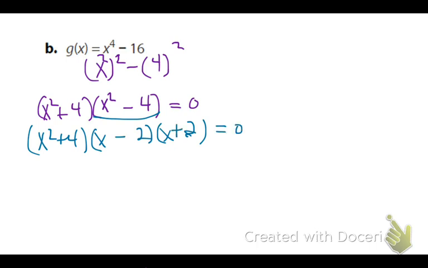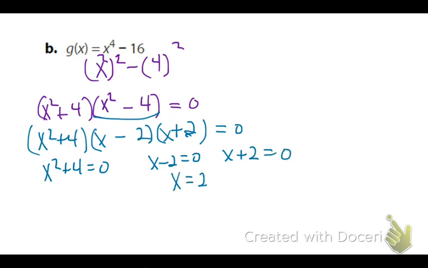Again, we are setting these equal to 0 so that we can solve them now. So my x squared plus 4 equals 0, my x minus 2 equals 0, and my x plus 2 equals 0. These are easily solved. This one would give us the positive 2, and this one would give us the negative 2.